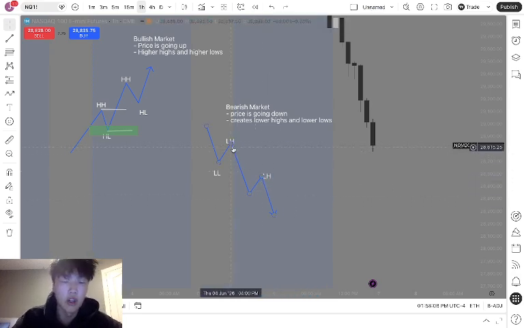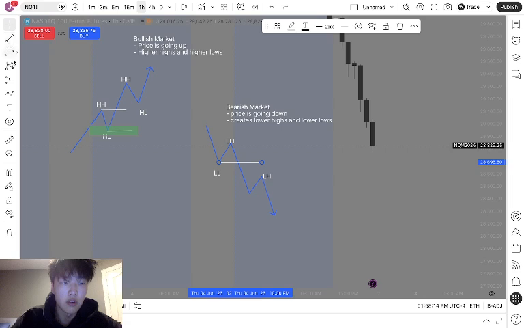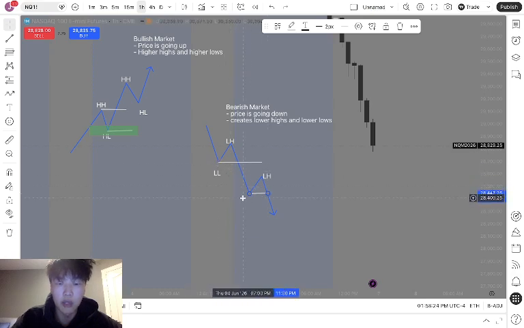So as you can see, similar to the bullish market, this lower low right here is lower than the previous low, right? And this lower low right here is lower than this low, right? So from here to here, it's pretty self-explanatory. That just describes what a bearish market is and what a bullish market is and what these terms mean.